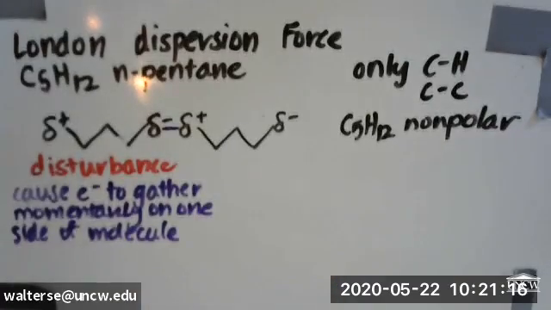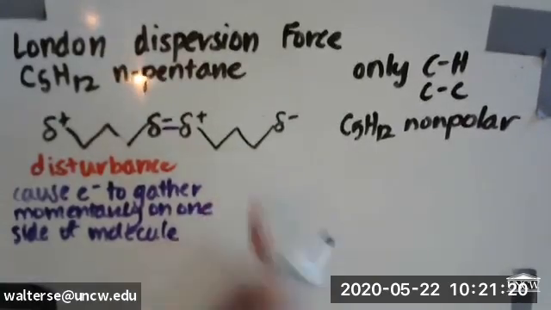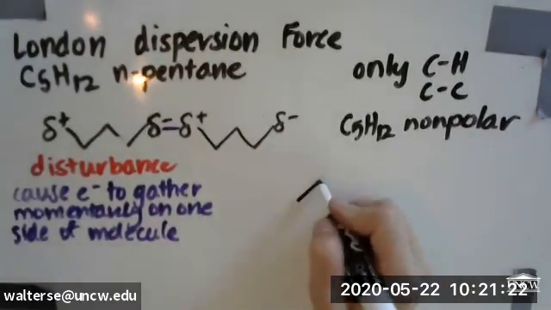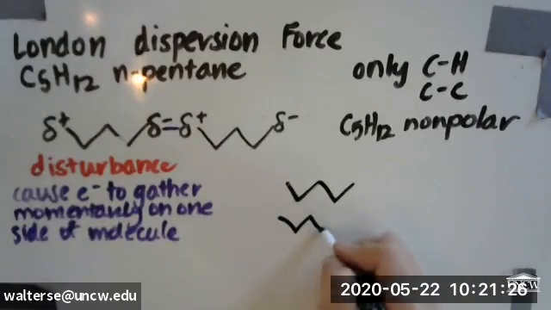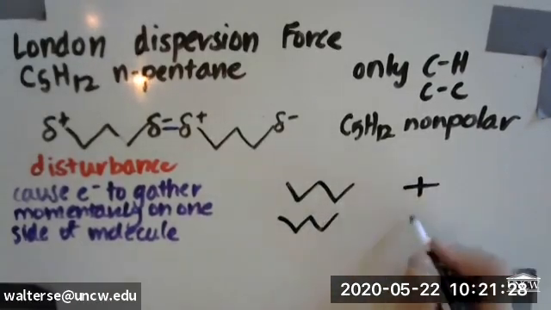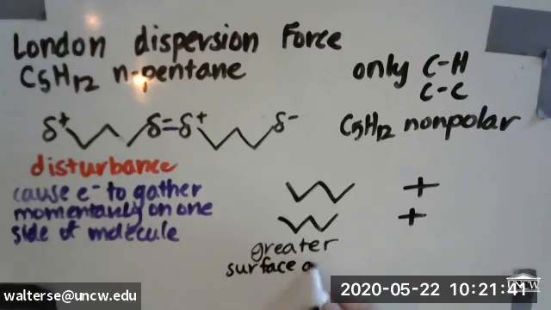Now, there are constitutional isomers of pentane. So you have the chain version and you have the cross version. The linear version has a greater amount of surface area that can interact. This one has lower surface area that can interact.